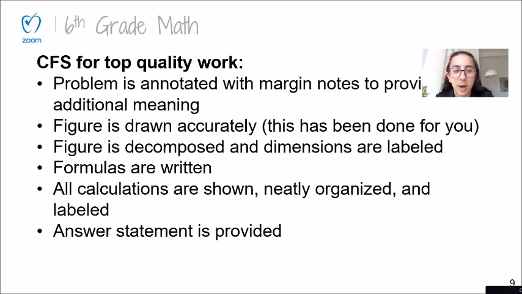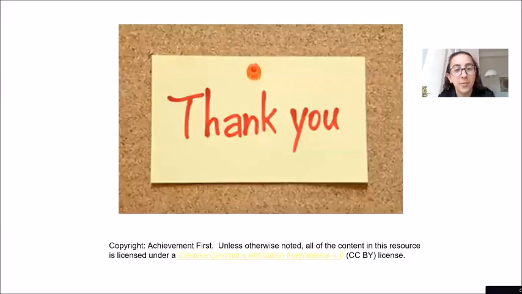First, annotate your problem. Second, it says figure is drawn accurately. This actually will be done for you so you can just focus on decomposing and finding the area. Figure is decomposed and dimensions are labeled. Formulas are written. All calculations are shown, neatly organized and labeled. And lastly, answer statement is provided. Make sure you include units on your work today. All of your units will be squared because we are working with area.